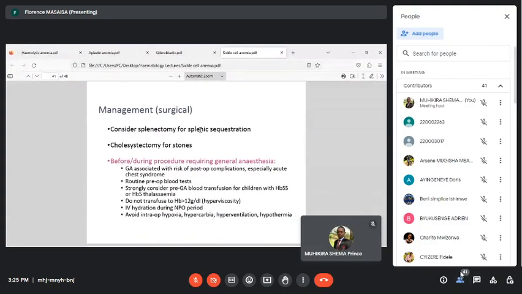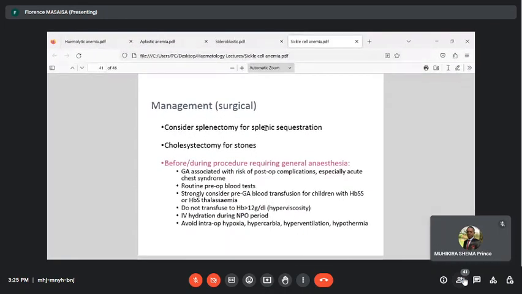Then we also consider splenectomy if there is splenic sequestration, and cholecystectomy when there are gallstones. Then we have to consider some special considerations when the patient requires general anesthesia, because general anesthesia may be associated with acute chest syndrome, and we may also need to transfuse the patient due to hyperviscosity and so on.